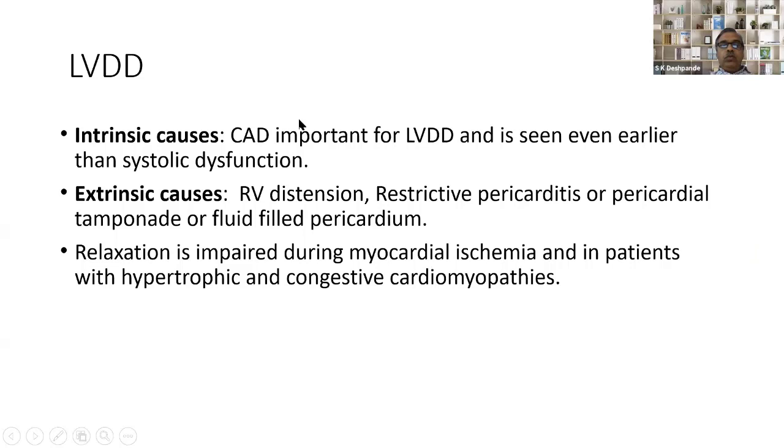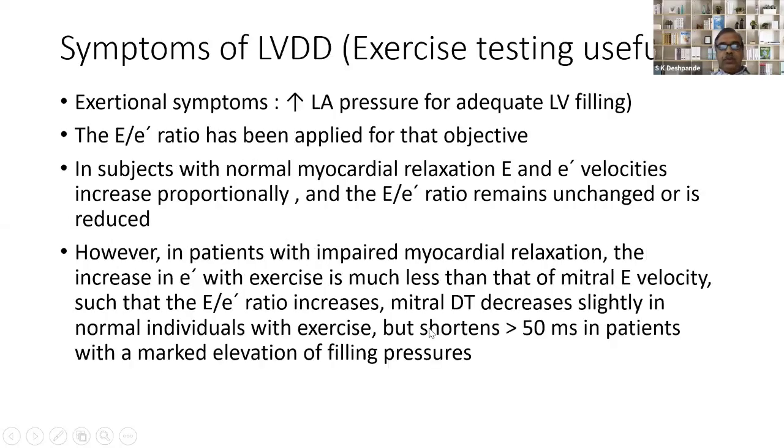Among intrinsic causes, coronary disease continues to be a very important cause nowadays, and most of the patients I see in anesthesia do have underlying coronary disease. And extrinsic causes are like a distended right ventricle, restrictive pericarditis or tamponade. Relaxation is also impaired during myocardial ischemia if it occurs intraoperatively, or in hypertrophic and congestive cardiomyopathy.